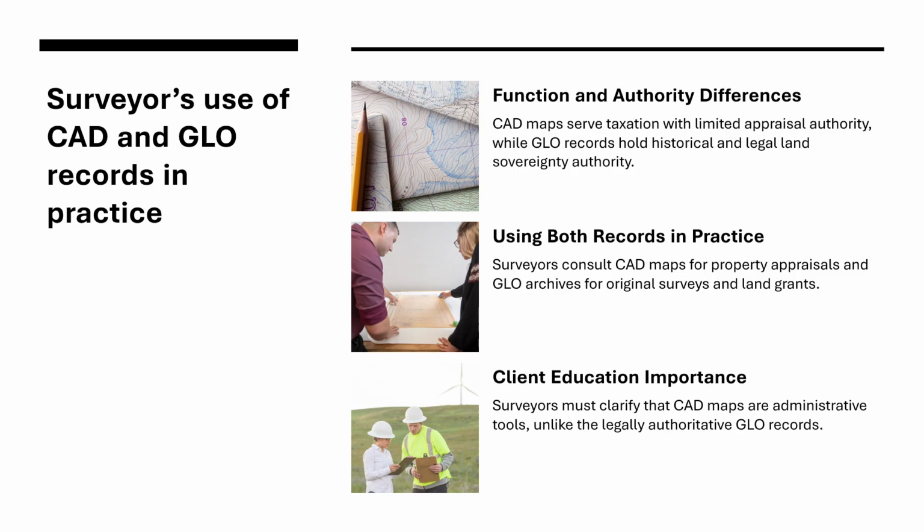And for surveyors, the contrast comes down to function and authority. CADs function for taxation, with authority limited to appraisals. The GLO functions as the permanent record keeper of sovereignty lands, with authority rooted in history and statute. When you survey a tract today, you may consult both: the CAD map to understand how the property has been appraised, and the GLO archives to retrace original surveys and grants.